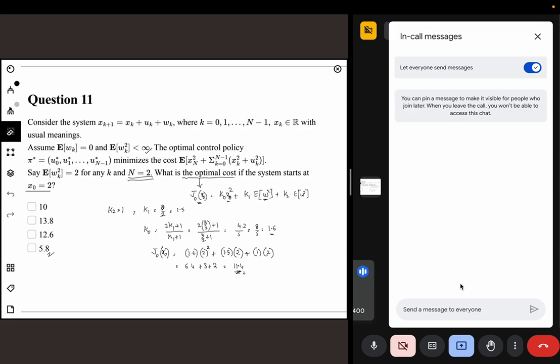Okay, I'll check this calculation part, but is this clear up until here? Then this is the last question I have. Do you have any other queries?